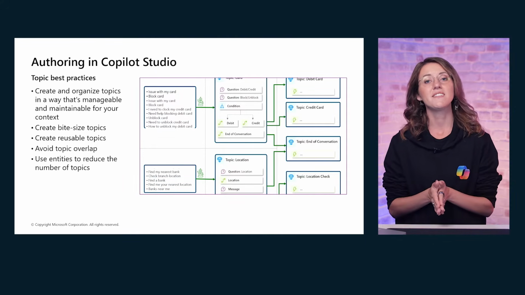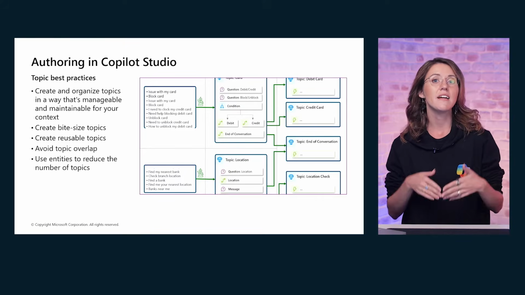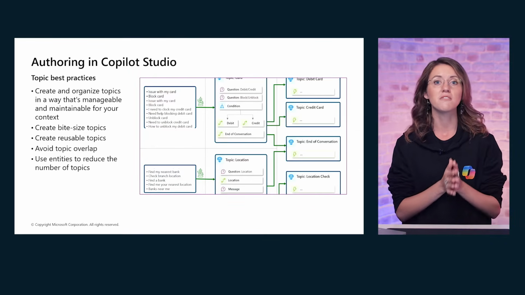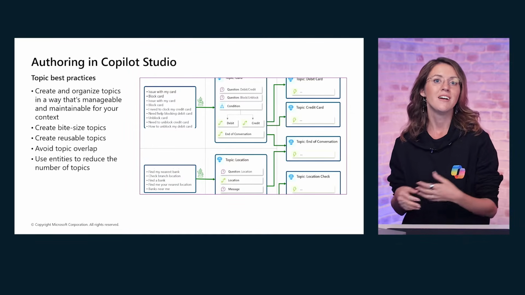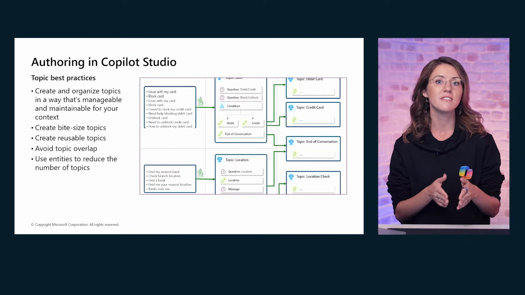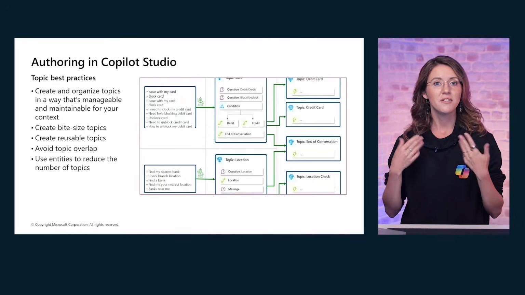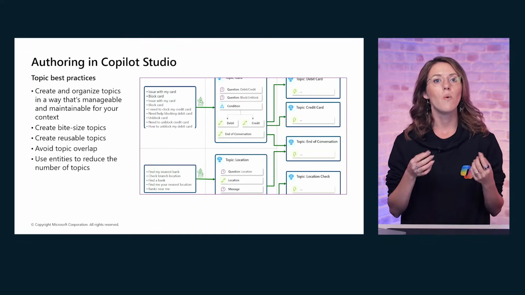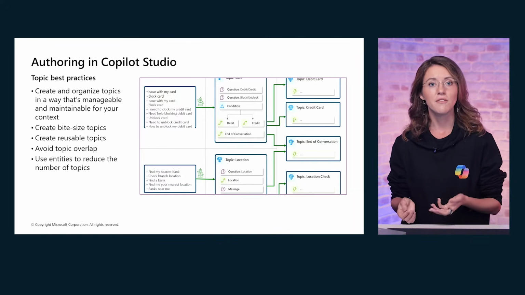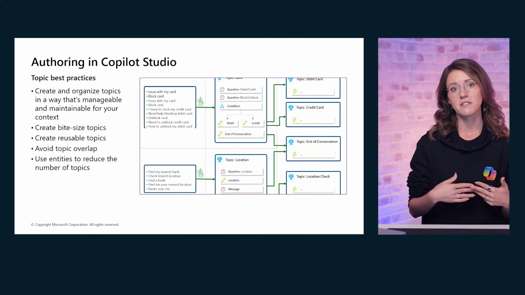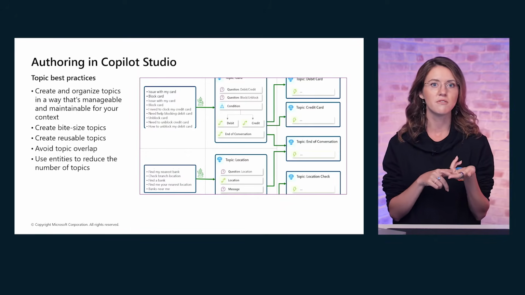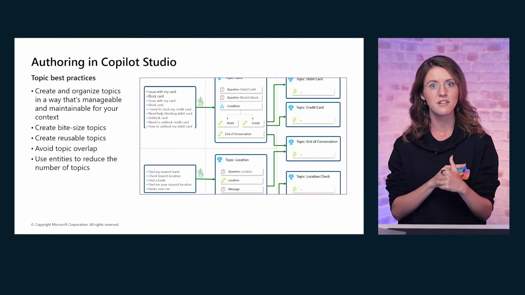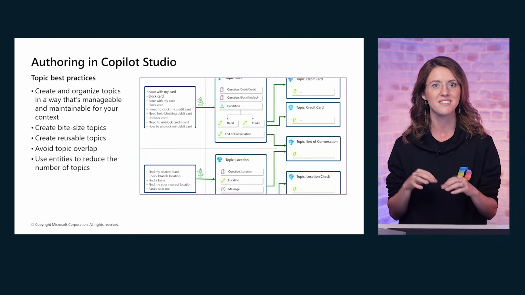Lastly, use entities to reduce the number of topics. Entities allow you to group related information under a single topic, making your content more streamlined and easier to manage. By leveraging entities, you can keep your topics list concise and organized. You should avoid duplicating logic when the variation could be stored in a variable. For example, instead of creating similar topics such as order pizza, order burger, order drinks, you could create one topic for order and an entity for food type with pizzas, burgers, and drinks as values.